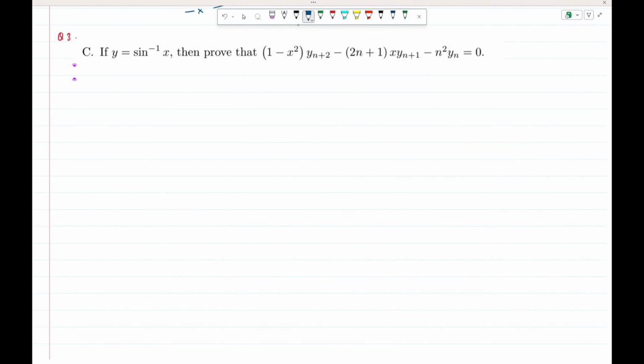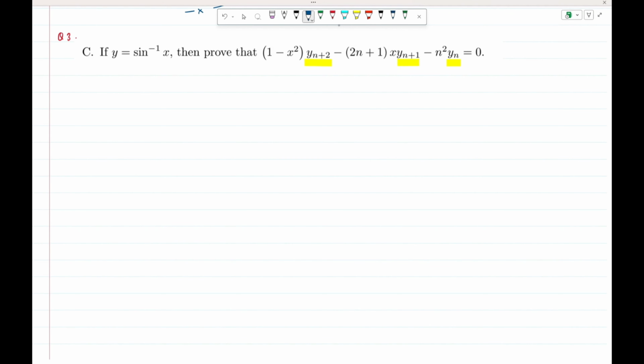Now let's move on to question 3c. It is based on successive differentiation, and to be particular, it is based on Leibniz theorem. So we are given a function y, which is sine inverse of x, and then we are required to prove this expression. If you notice, we have here the n plus 2th order derivative of y, then the n plus 1th order derivative of y, and the nth order derivative of y. So these things come after successively differentiating y n times or more than that.